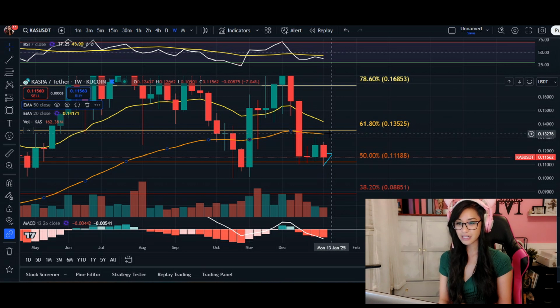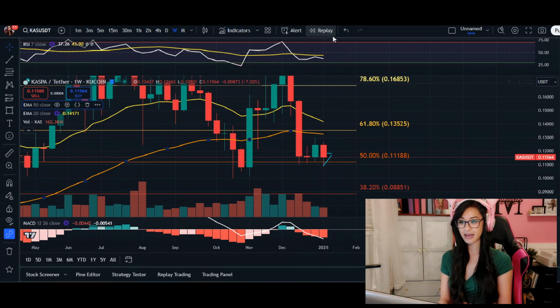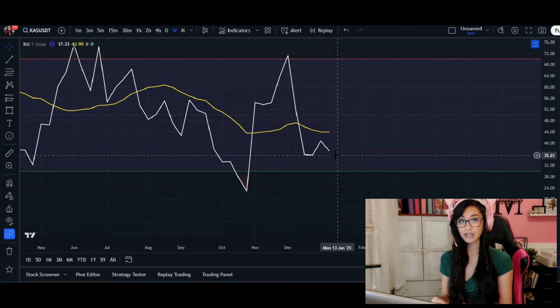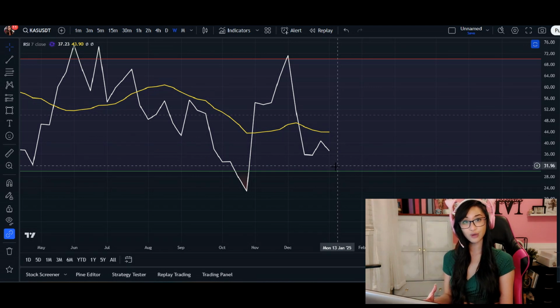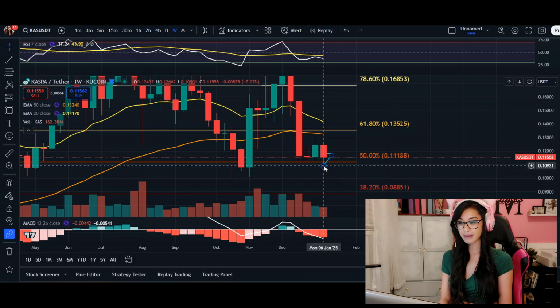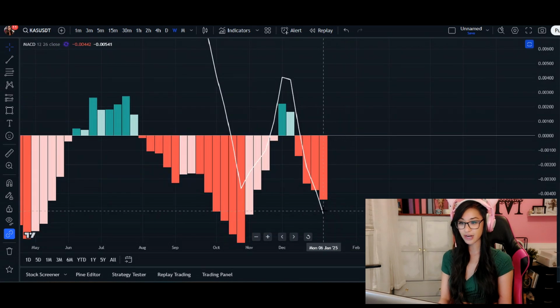Our indicators that we like using are the RSI and MACD indicator. The RSI is roughly around 37%. Now, this does indicate some bearish momentum, and it could possibly go into the oversold below 30 before we see some potential buyers step in. If we take a look at the MACD indicator here, these histograms are negative and still showing signals of selling pressure.